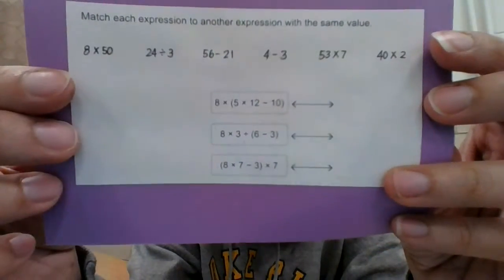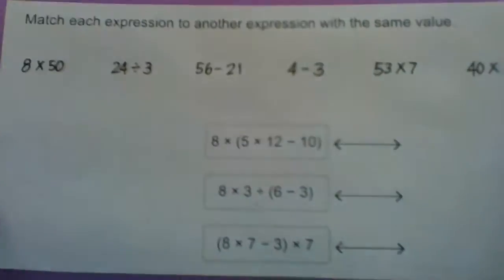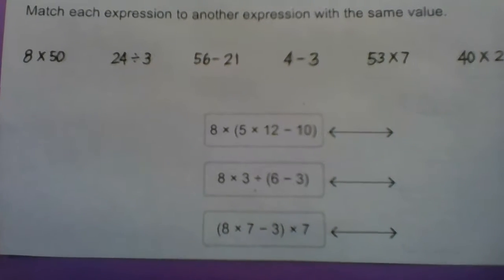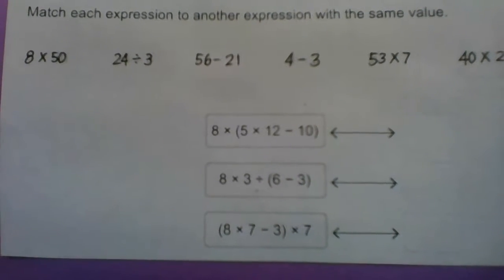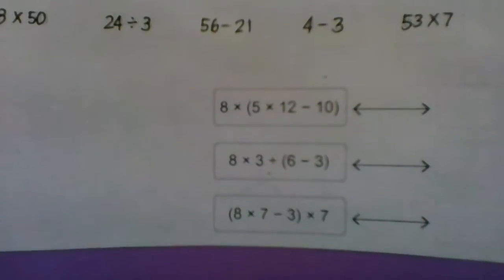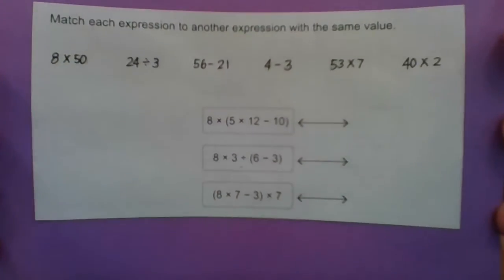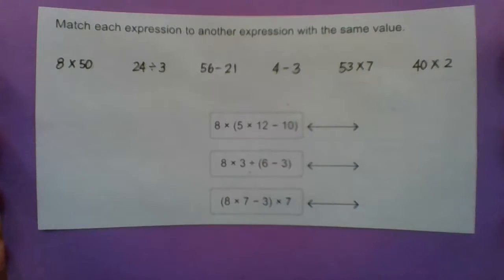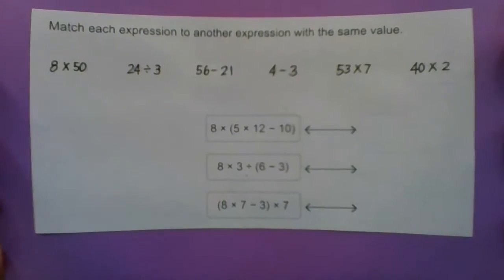The expressions here are 8 times parentheses 5 times 12 minus 10 parentheses. The next one, 8 times 3 divided by parentheses 6 minus 3 parentheses. Last one, parentheses 8 times 7 minus 3 parentheses times 7.